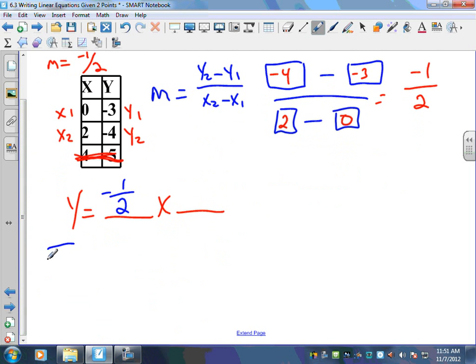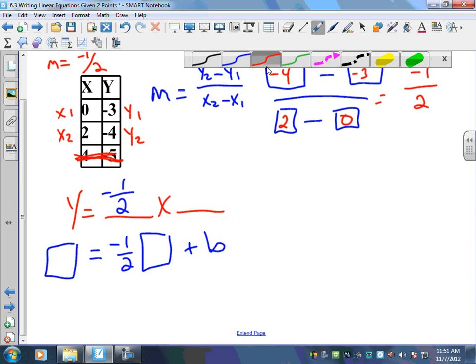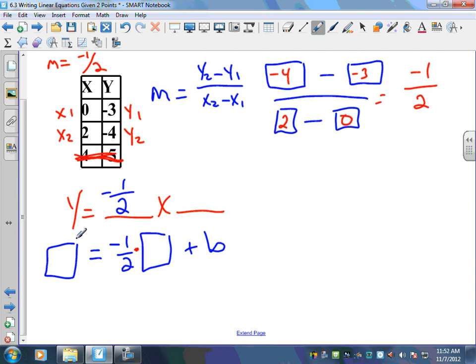So now, box equals negative 1 over 2, box plus b. Do not forget to write plus b. Now in class, I told you to put a dot here because this is multiplication. Okay, so I use x1. I plug in x1 and y1. Okay?